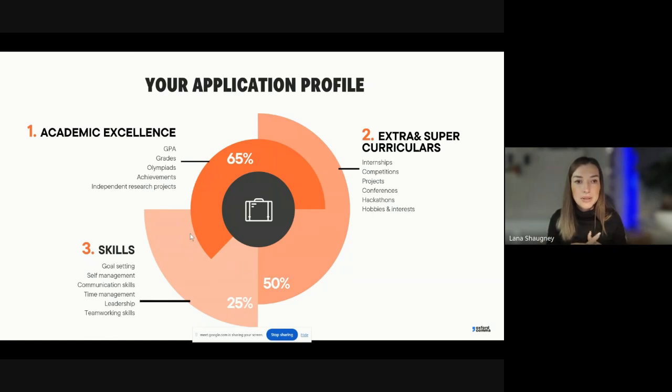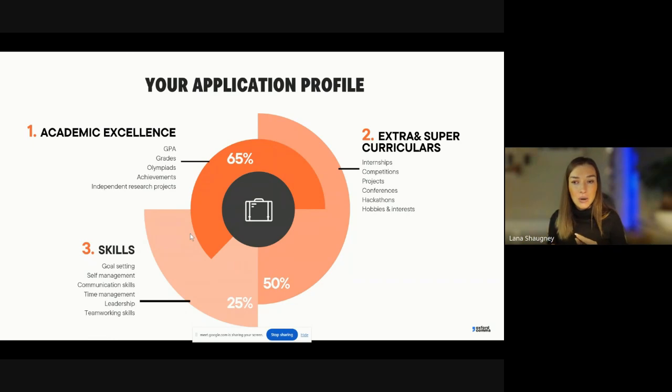For illustration purposes, 65% and above would be your academic excellence, your GPAs, your grades, anything you've done for your main core academic activities. Then your applicant profile would be around your extra and supercurricular activities.